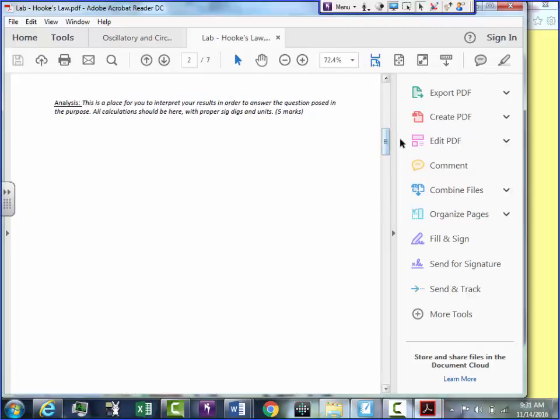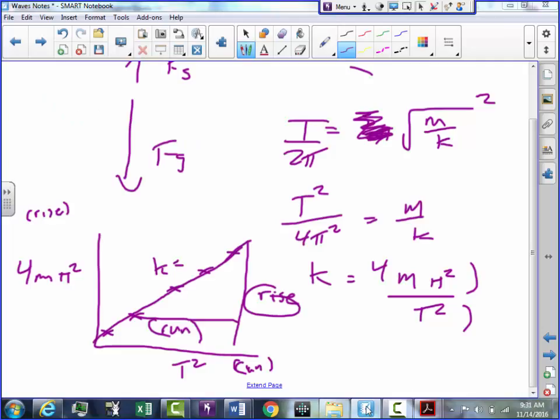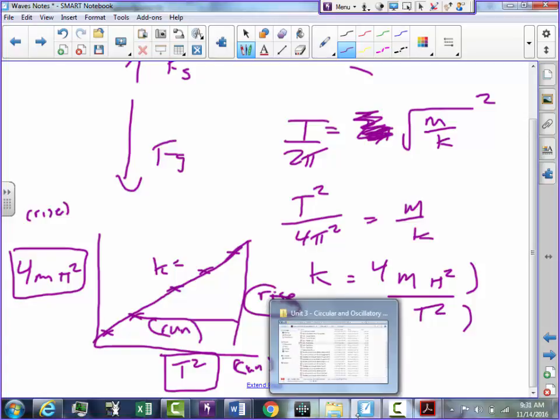Now for your analysis, I've got 5 marks here. You do have to make a nice table of values, although rather than last time having like 10 points to convert, you really only have to do this a few times. But you have to do some calculations because on one axis, you need to plot 4m times pi squared, and on the other axis, you have to plot period squared. That makes sense. So find me a table of values.